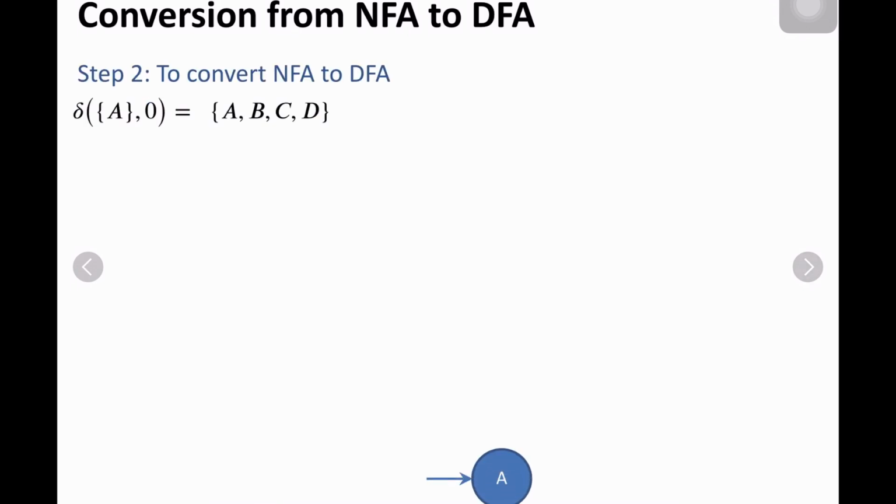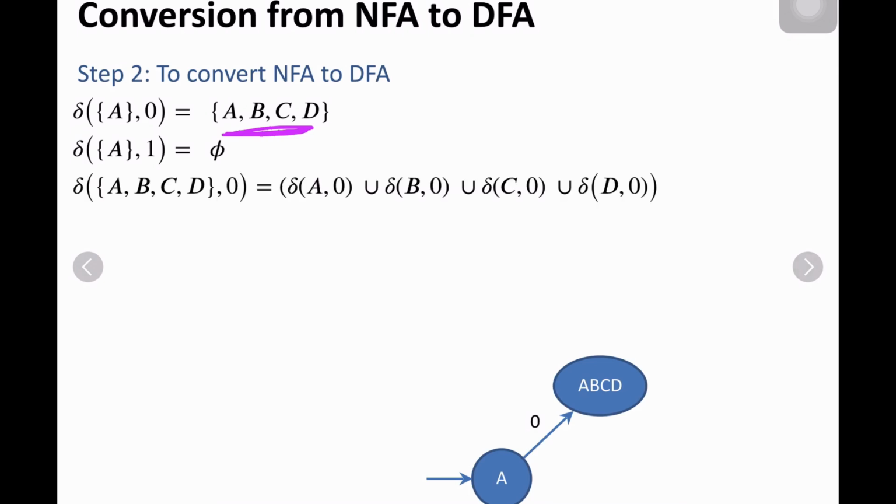Take that, right? So already there is a transition diagram. Delta of A comma 0, you already know that, as you have seen in the previous slide. So A on 0 goes to A, B, C, D. A on 1, there is no transition on 1, just leave it, there is no transition at all.